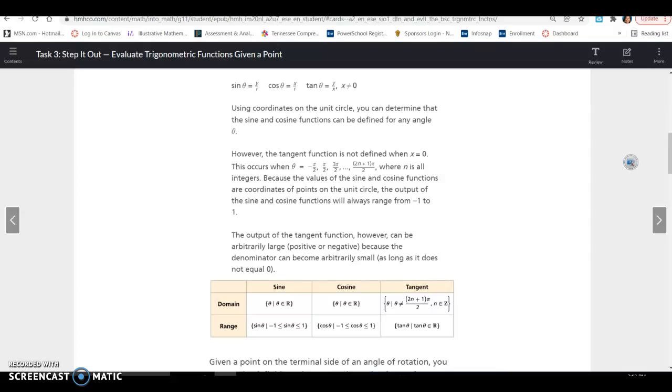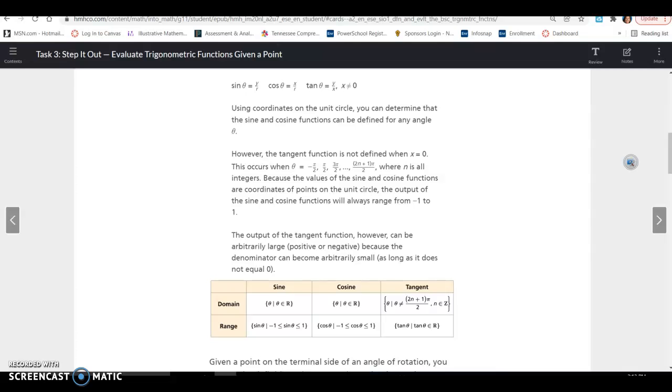All right, so using coordinates on the unit circle, you can determine that the sine and cosine functions can be defined for any angle theta. However, the tangent function is not defined when x equals 0. Again, you can't divide by 0. This occurs when theta equals negative pi over 2, 3 pi over 2, and then it goes on to (2n plus 1) pi over 2, where n is all integers.